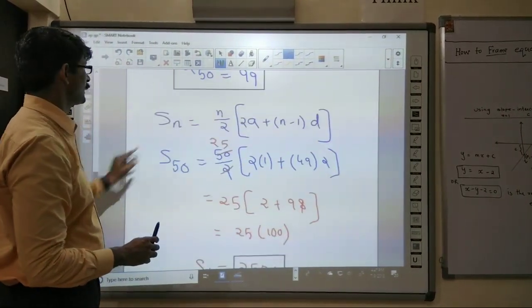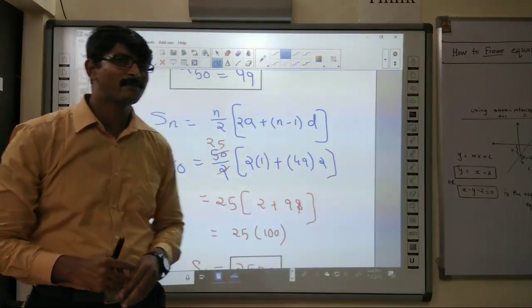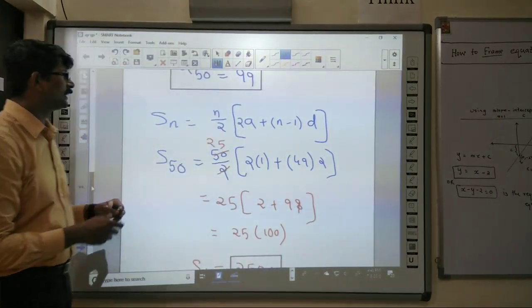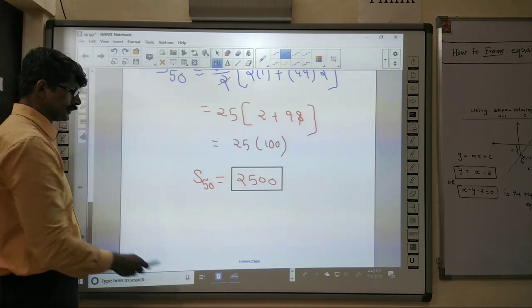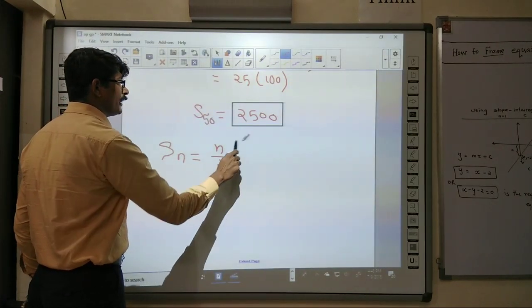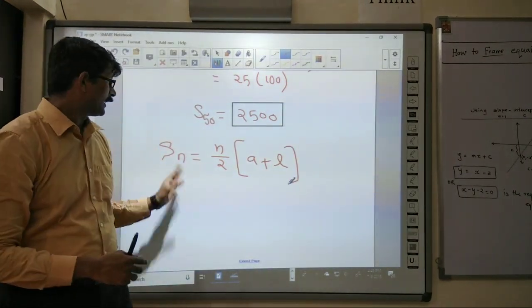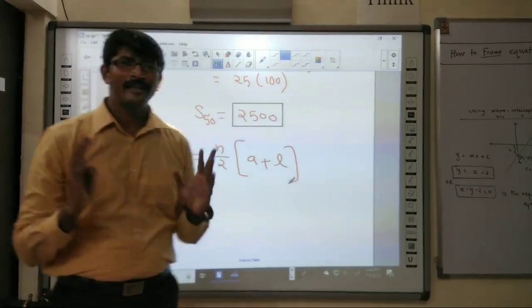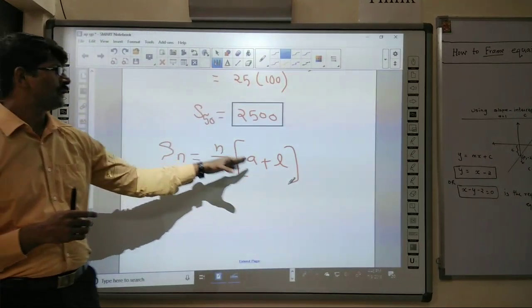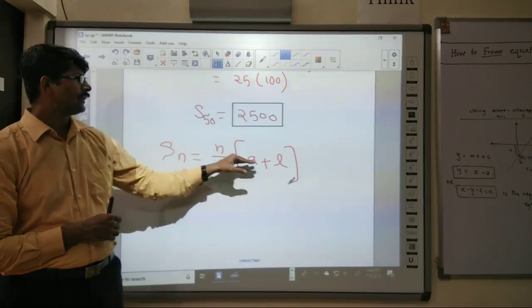And the first formula was Sn is equal to n by 2 in bracket 2a plus n minus 1 into d. I have said to you all there are two formulas. And what is this second formula? Second formula is this one. Sn is equal to n by 2 in bracket a plus l. Say along with me once again, Sn is equal to n by 2 in bracket a plus l.